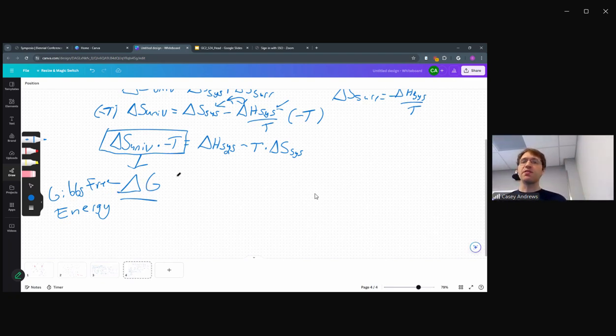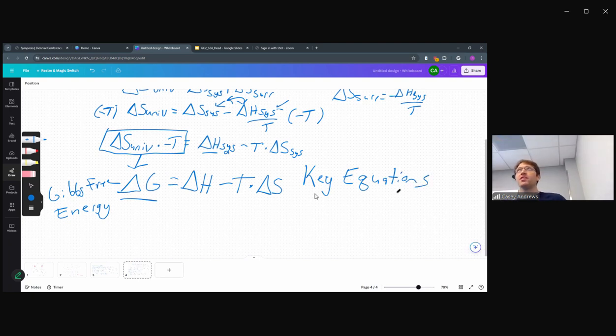And so Gibbs free energy is equal to the change in enthalpy minus temperature times change in entropy. This equation is one of the key equations in all of chemistry. No matter what field of chemistry you go into or use, this equation will probably pop up because it allows us to determine if a reaction is spontaneous.